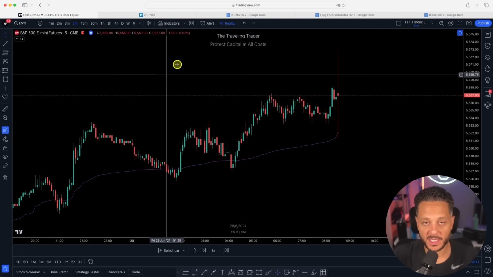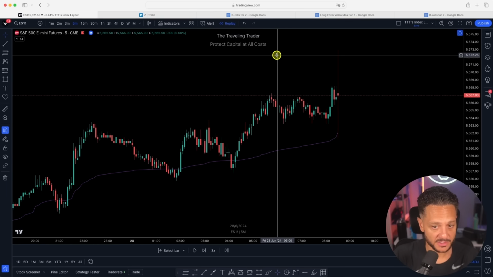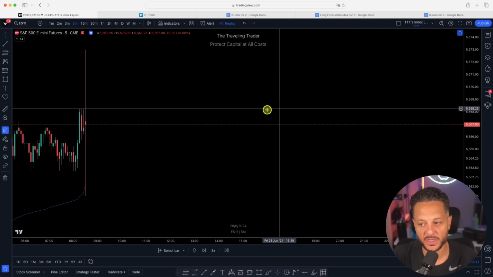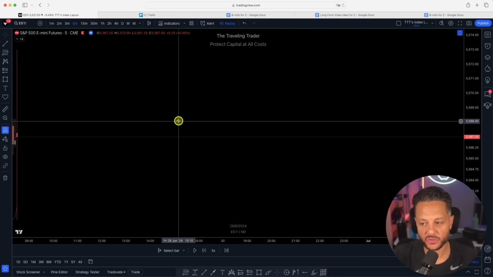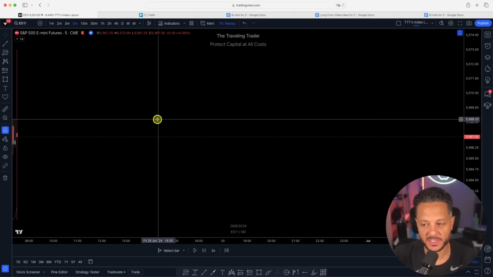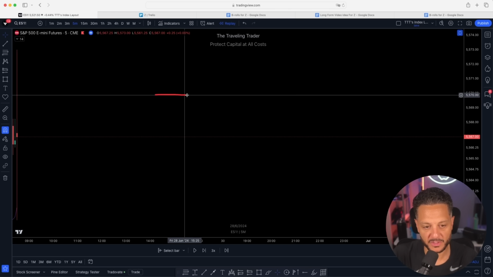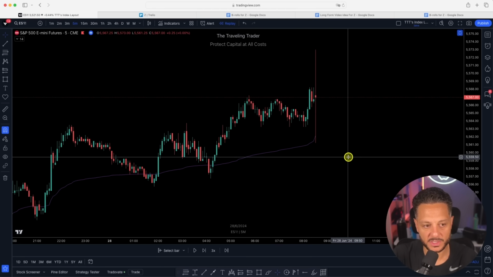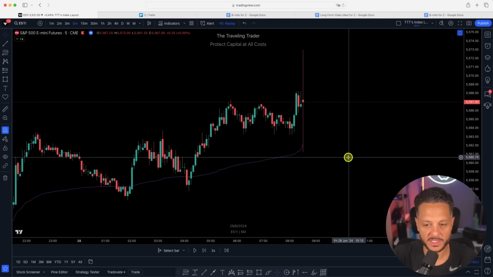If there wasn't a disagreement between buyers and sellers, then the market would do what? It would just be a flat line, right? If I agree that ES should be trading at 55.70 and you agree that ES should be trading at 55.70, the market wouldn't move. But the market moves because there's a continuous disagreement between buyers and sellers.